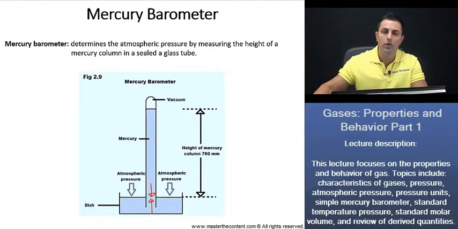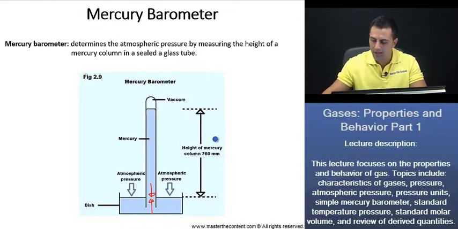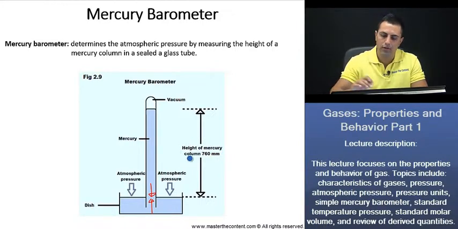And at that point, we can use the height of the mercury column right here to find the atmospheric pressure. The height of the mercury column at that point is going to be 760 millimeters, and that is at standard atmospheric pressure at sea level.